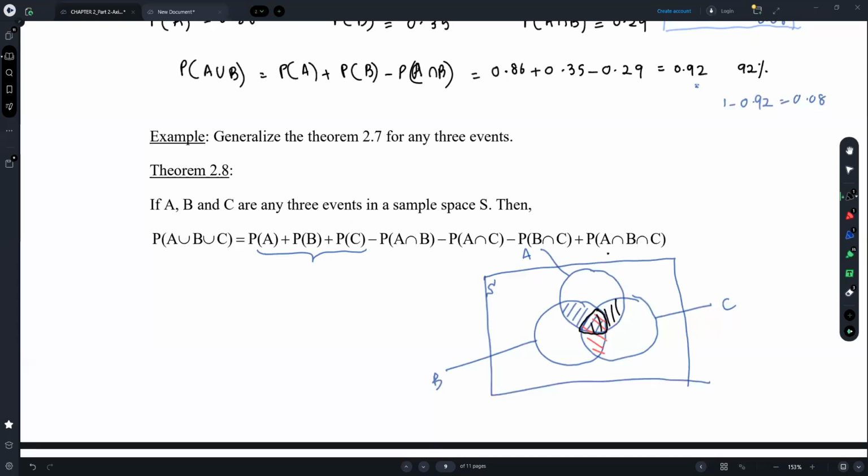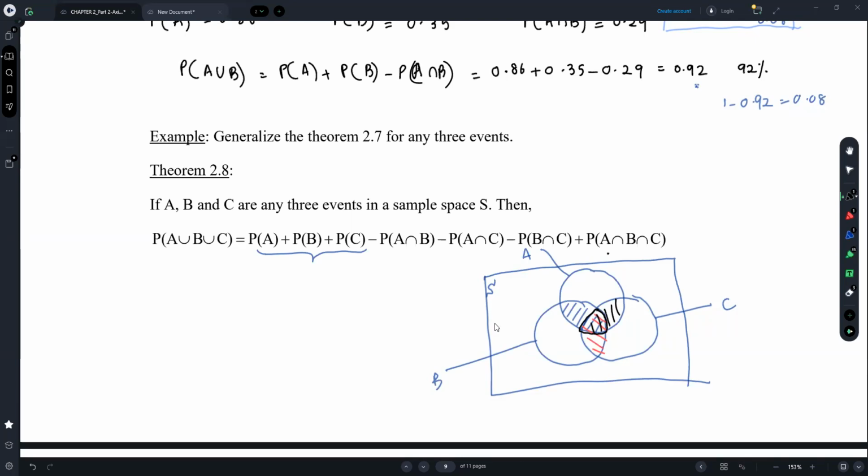First you start with adding the individual circles, then you subtract the overlaps of 2's, then you add the overlaps of 3's. If there are 4 circles, what will happen? You add the 4 circles A, B, C, D, then you subtract the two overlaps. There will be many, not only 3, right? And then you add 4 overlaps, then you have to subtract the 5 overlaps, right?